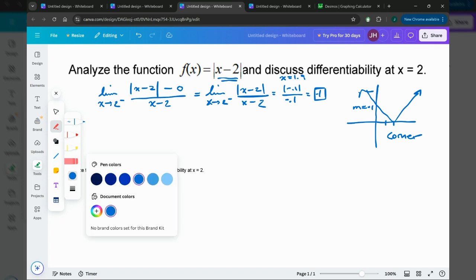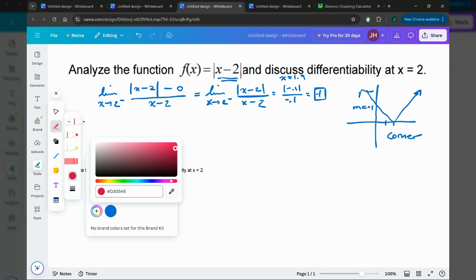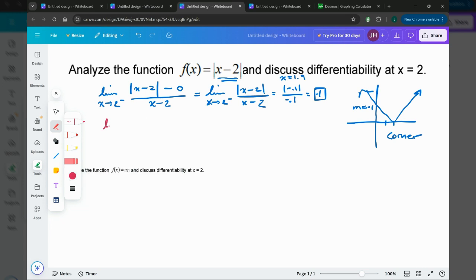Now, if I take a look at the right-hand side, the limit as x approaches 2 from the right-hand side of the same function, the absolute value of x minus 2 over x minus 2. Pick a number just to the right. Let's say maybe 2.1. I'd end up with the absolute value of 0.1 over 0.1. This comes out to be 1. Look at the slope on the right-hand side.